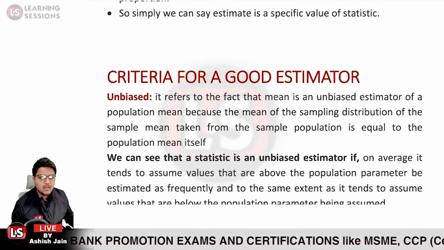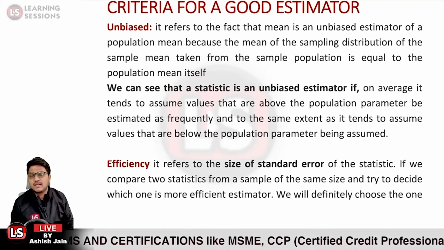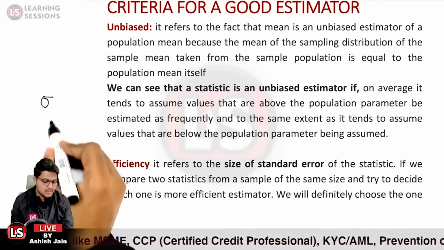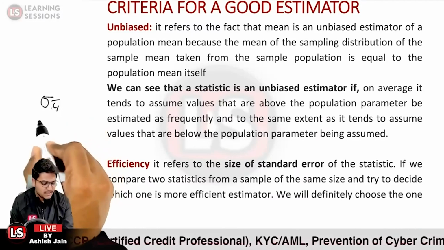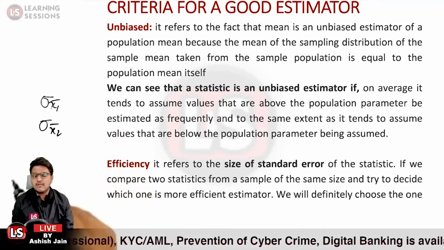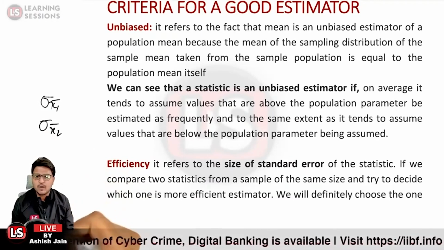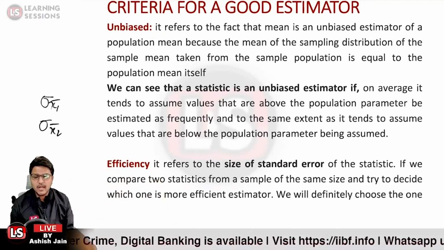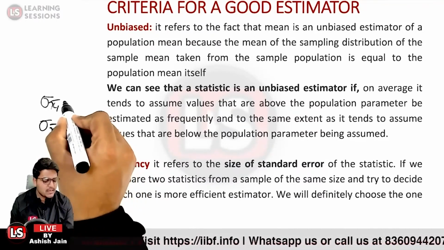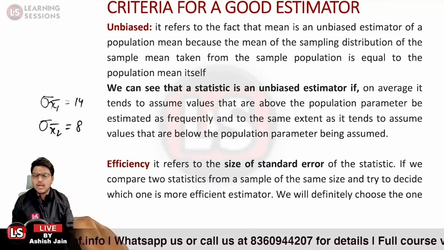Then it is related to efficiency. It refers to the size of the standard error of the statistic. Let us take the case that I have two estimators from different samples, sigma x1 bar and sigma x2 bar. In that case, we are talking about the standard deviation. Standard deviation is related to dispersion from the population mean. So what would be more beneficial? If I have a standard deviation equal to 14 or a standard deviation equal to 8, which one would be more helpful?